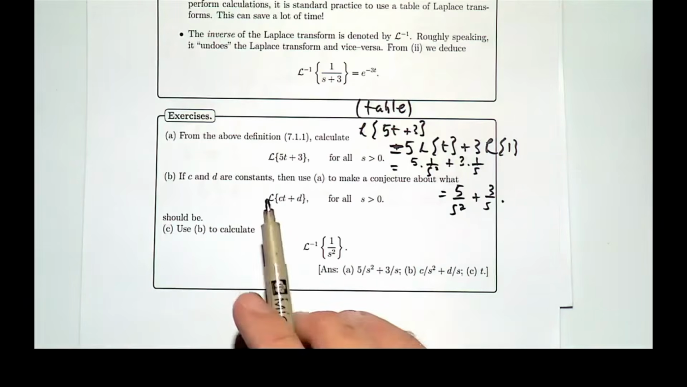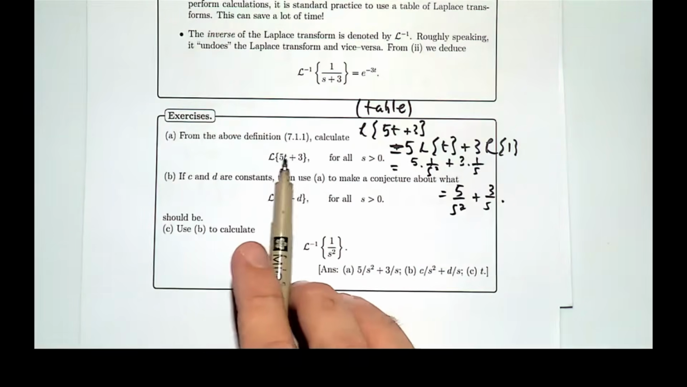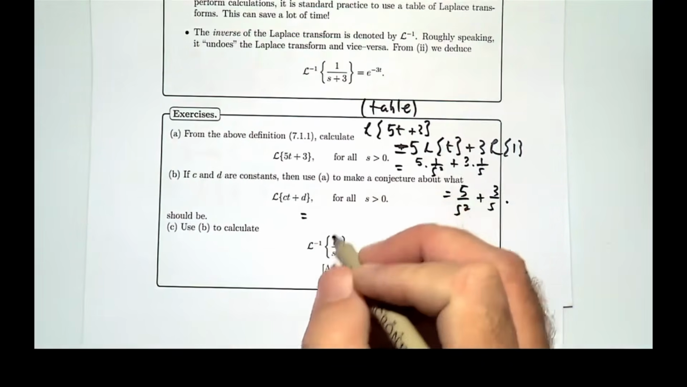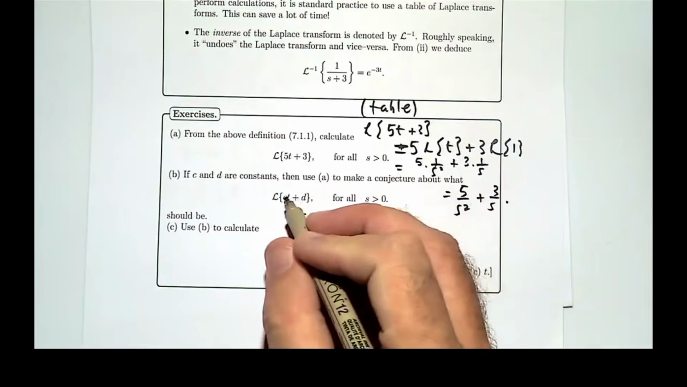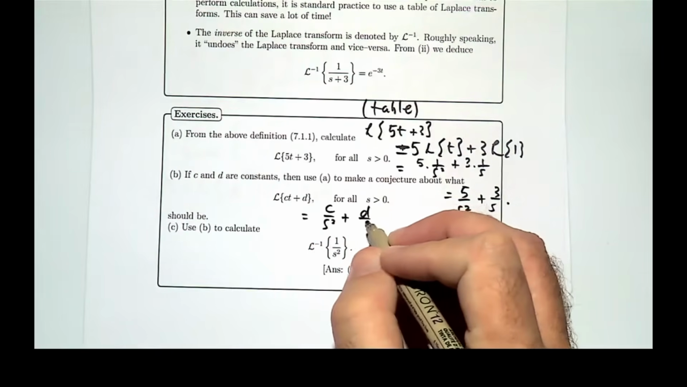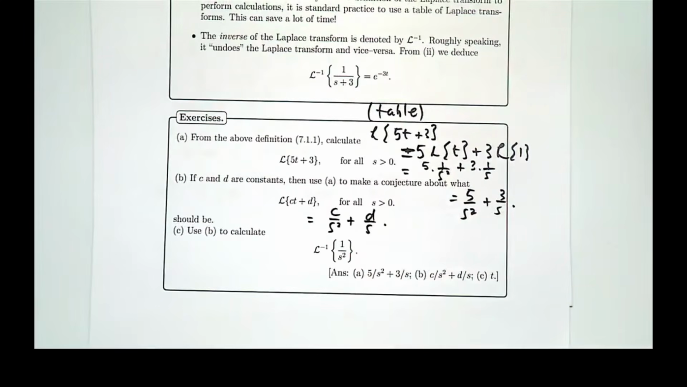All right, so let's make a conjecture about part B. So C and D are constants. You can see the 5 went there, the 3 went there. Well, I would say that this is going to be something like C on s squared plus D on s. Okay? So pretty straightforward, I think.